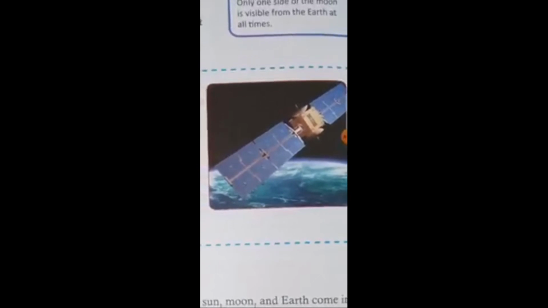Now let's look at the artificial satellite. Artificial satellites are man-made objects that orbit the earth. In order to launch a satellite into space, we need to overcome the earth's gravity. This is achieved by launching satellites with powerful rockets. There are different types of satellites, each designed for a specific purpose.